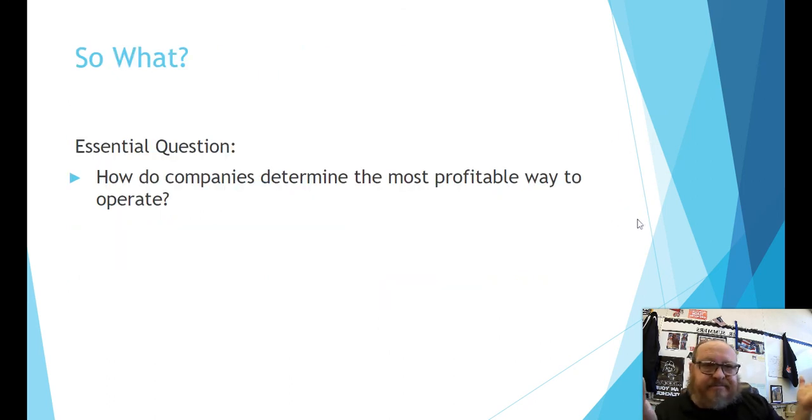All right, so why are we learning about this? Remember our essential question was, how do companies determine the most profitable way to operate? And the answer is they've got to look at their costs and their revenues. So marginal cost and marginal revenue are going to help them decide the most profitable way to operate. And once they figure out that break-even point, everything above that is full 100% profit. It's the gravy, it's the icing, it's the good stuff. It's going to pay the bills and make life nice and fun and easy. So there's our so what.